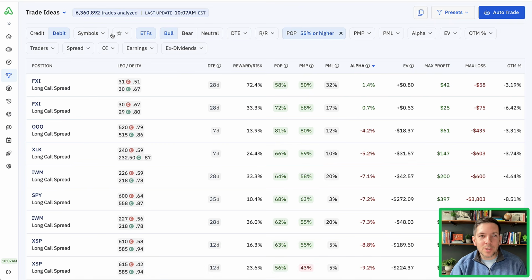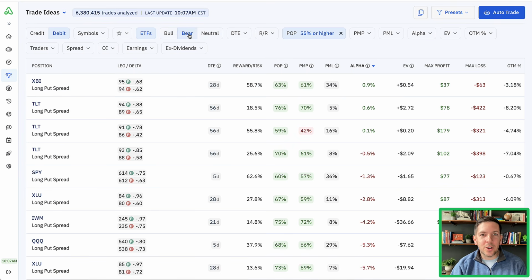Maybe you want more, so you say, okay, look, I'm open to trading other debit spread types of trades. You can also flip this over and go with bearish positions. This would be long put spreads, so maybe there's some other opportunities that are long put spreads right now in different ticker symbols. Again, you can filter and sort this to make it be whatever you want as far as surfacing trade ideas.